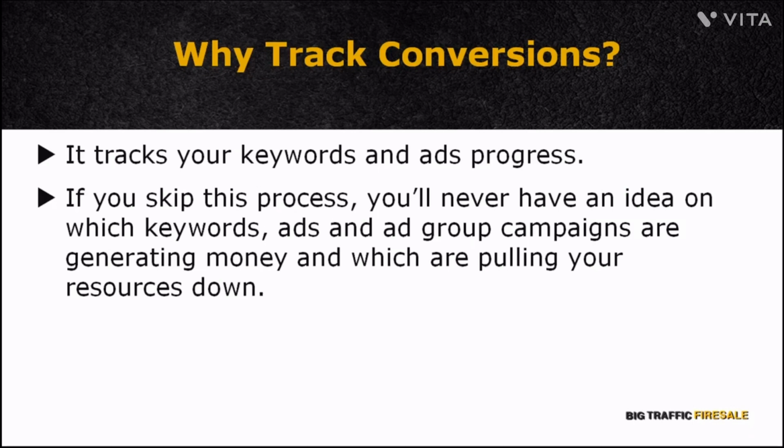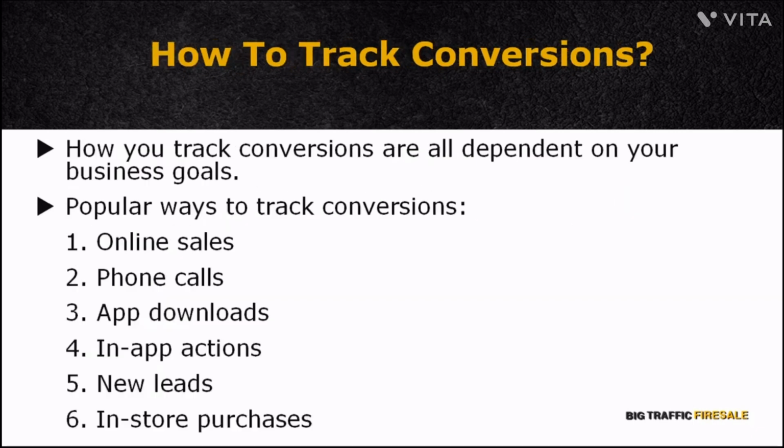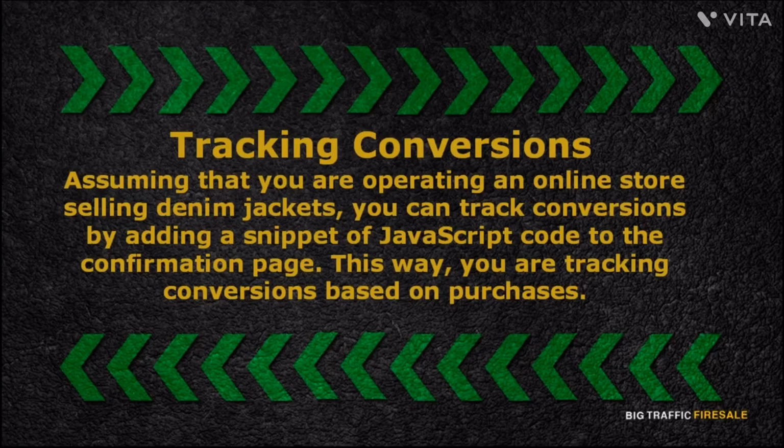In another sense, you wouldn't be able to optimize your campaign once it's up and running. There are quite a few ways to track conversions, and it all depends on your business goals. Some of the popular ways to track your conversions are as follows: online sales, phone calls, app downloads, in-app actions, new leads, in-store purchases. Let's illustrate an example of how you can track your conversions.